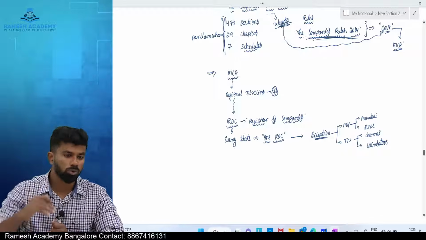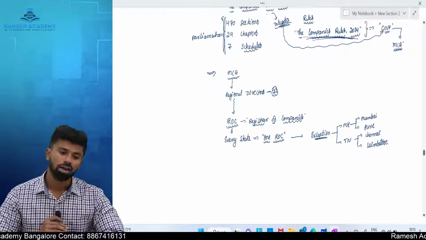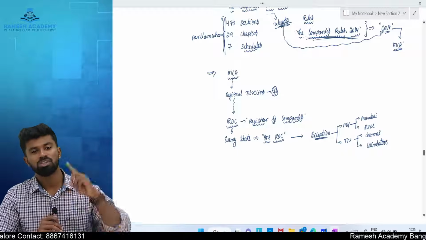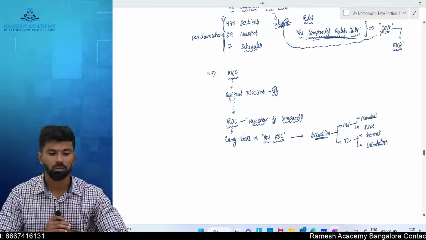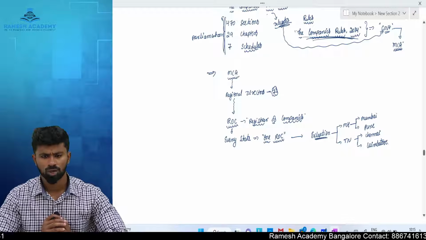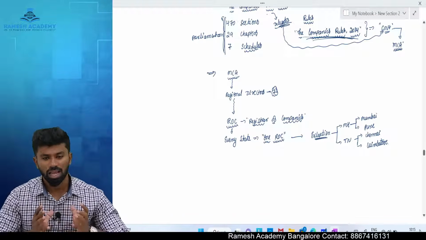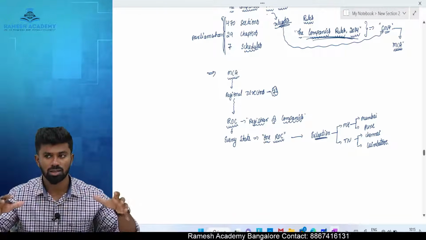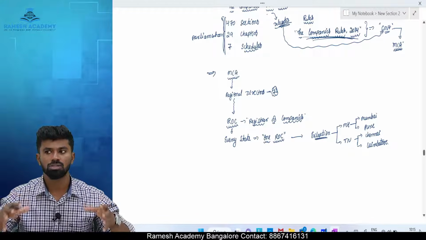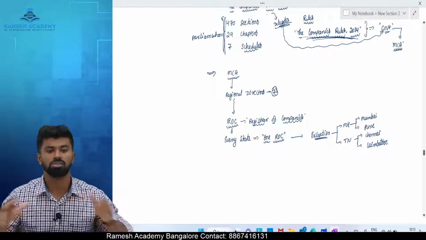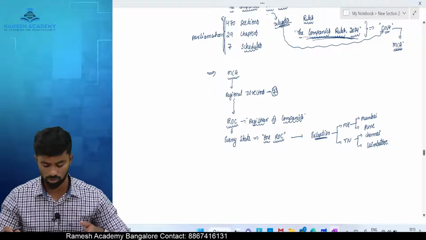ROC will report to whom? Regional directors. RD will report to whom? MCA. MCA will report to whom? To the government, that is, the parliament. Okay, so this is the overseeing mechanism to oversee the enforcement of the Companies Act. This is the governance mechanism.